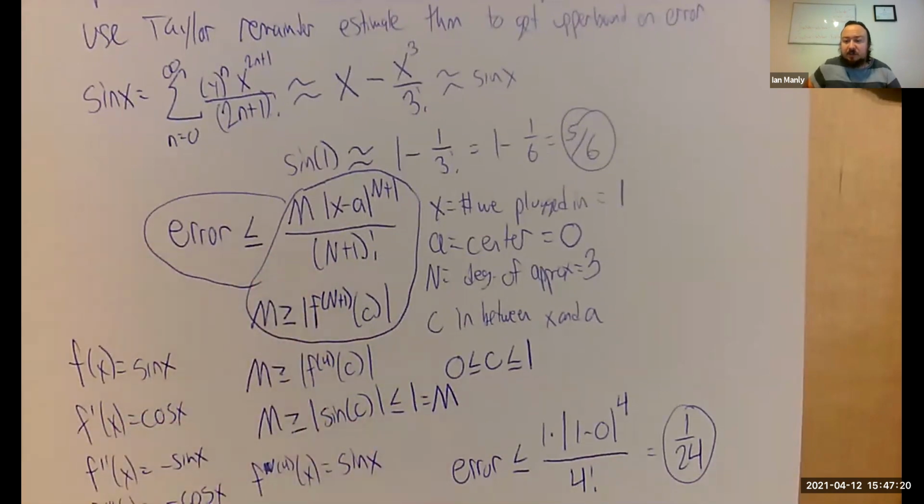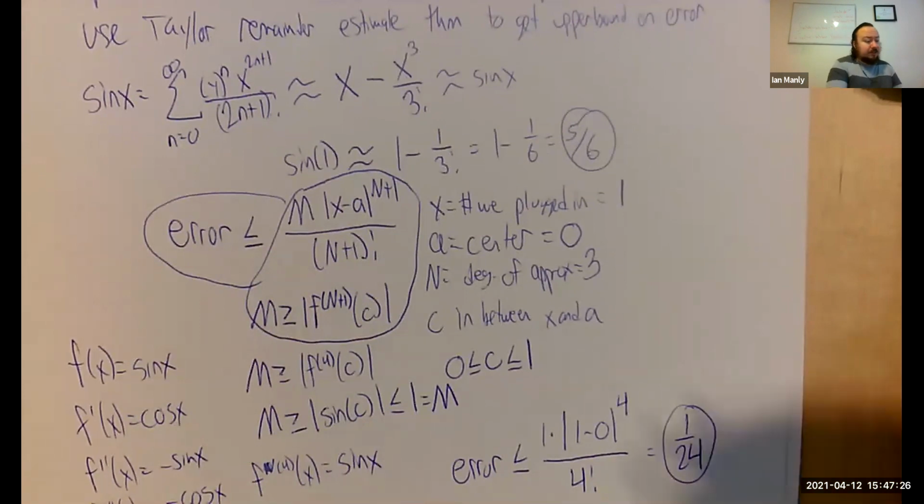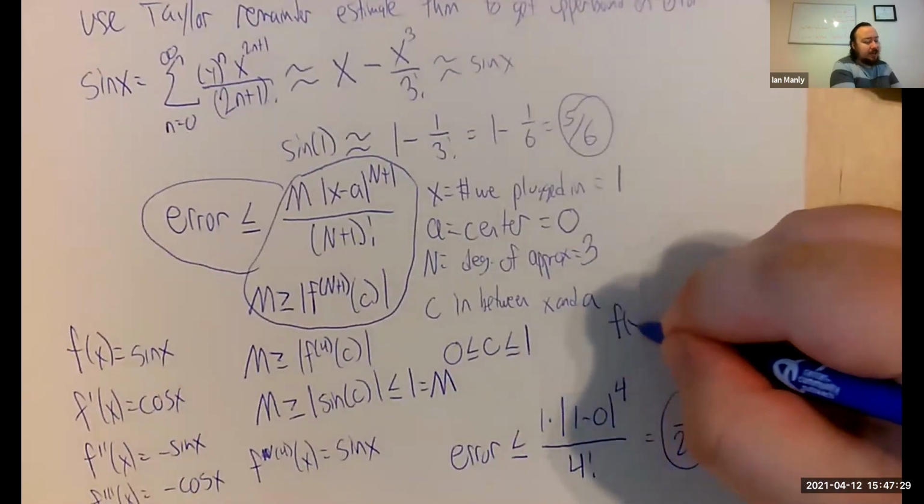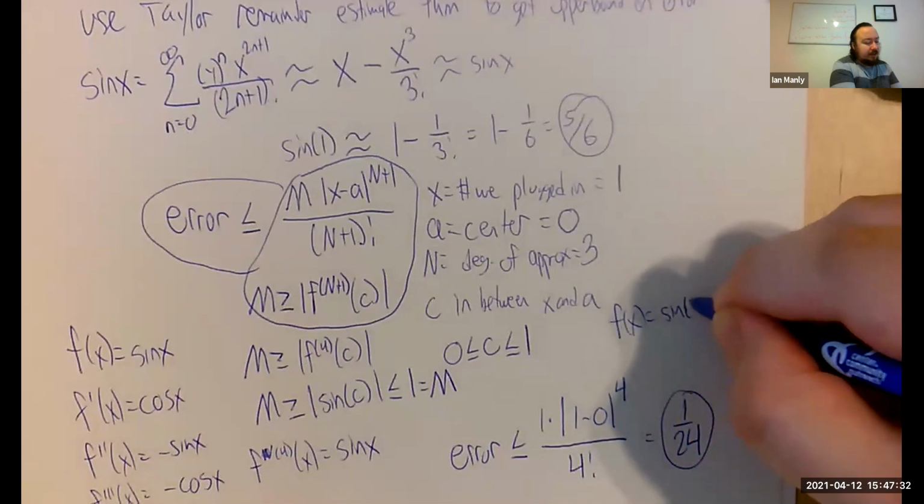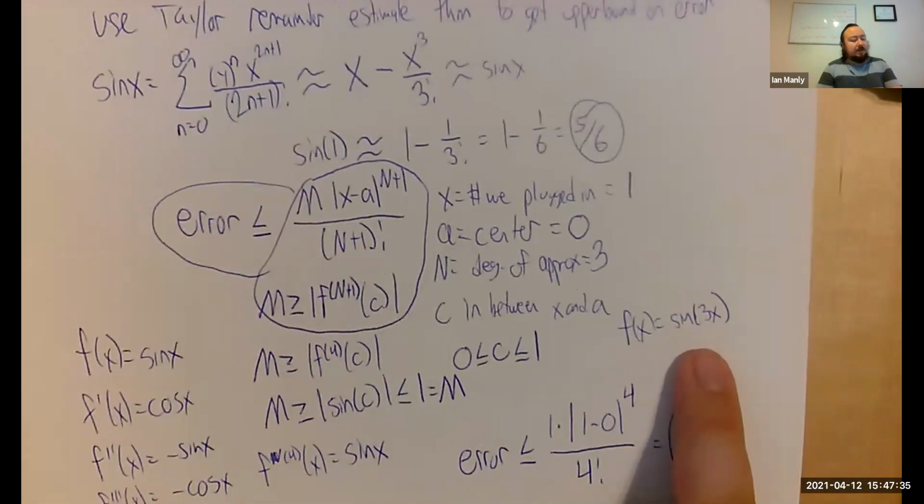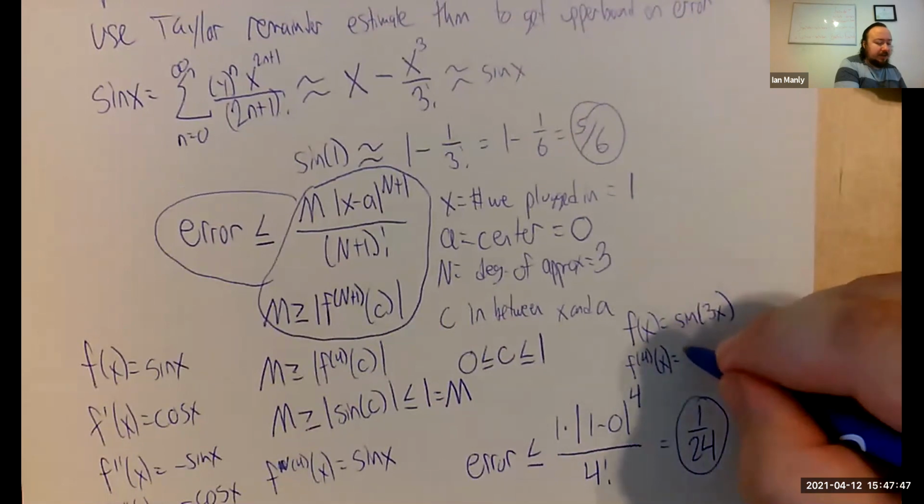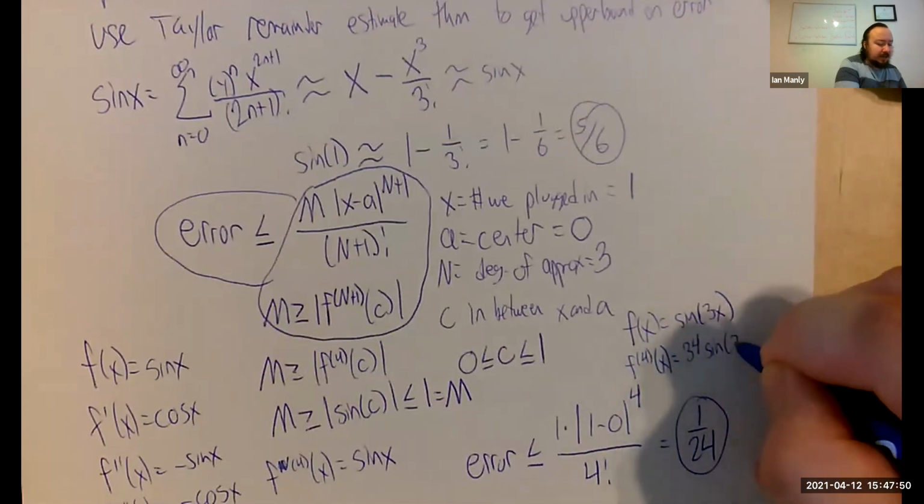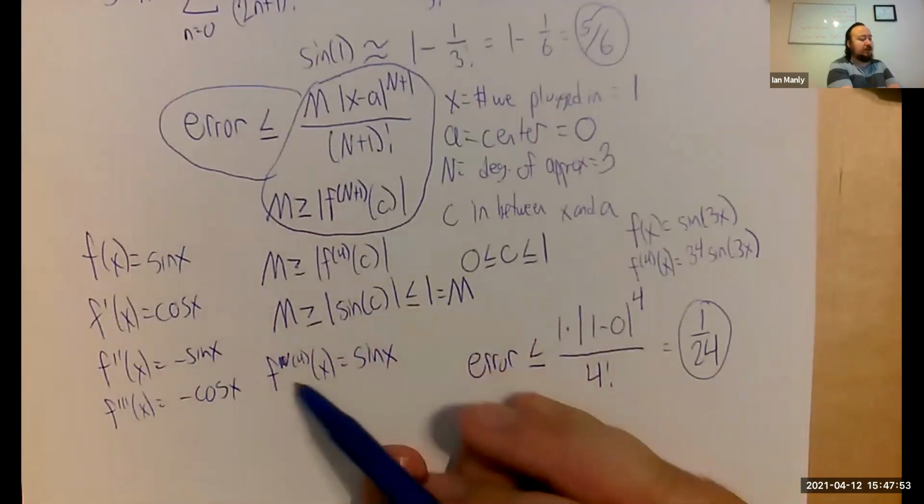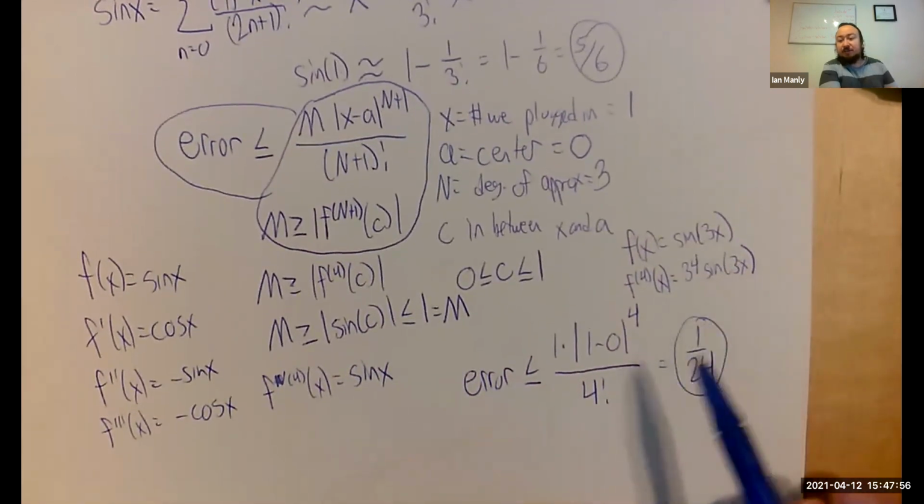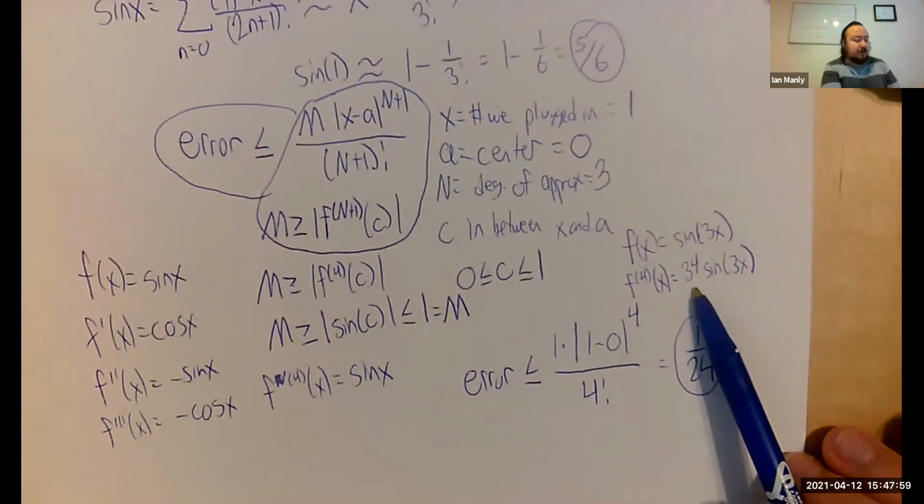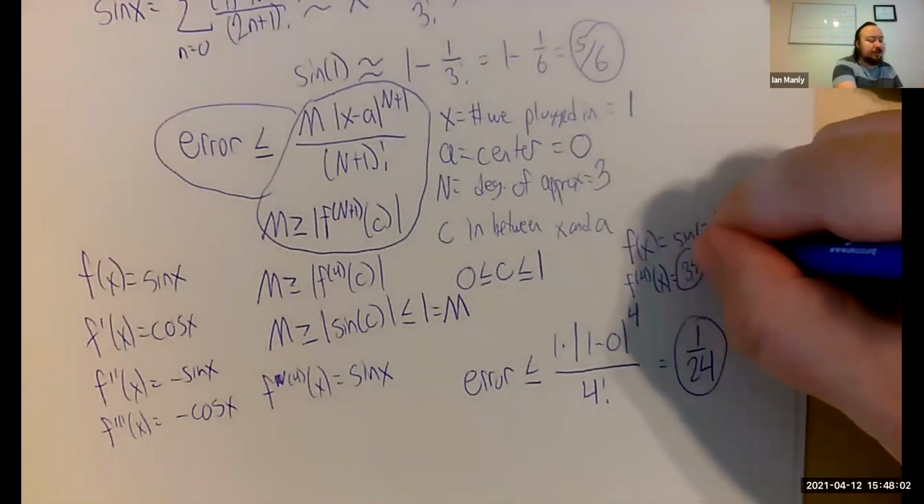If f of x is sine, can we always make m equal one? Well, there are ways it could be different. So maybe, for example, instead of using sine of x, f of x is sine of 3x. Then if I did four derivatives of this, I would end up having 3 to the 4th times sine of 3x. Because going through four derivatives brings you back to sine, but we have to multiply by a 3 every time. So for this one, our m would probably be 3 to the 4th.